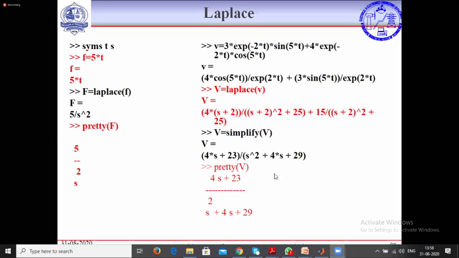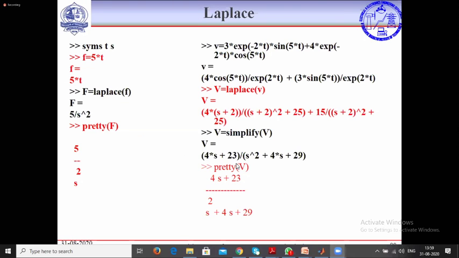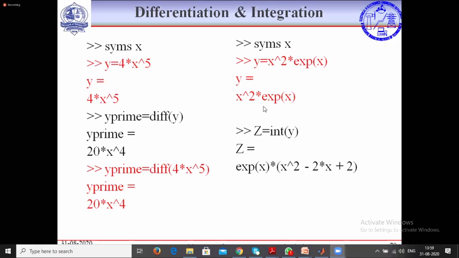Similarly, the inverse Laplace you are also able to find. Laplace inverse, ilaplace of f, then we will get that also. This is apart from the syllabus, but you should remember it, because in control systems and signals you are going to use differentiation and integration.